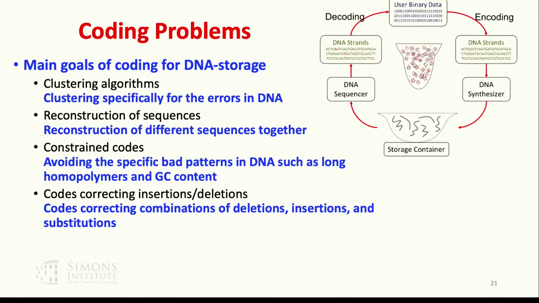So this is this, and there are many coding problems over here, what I mentioned. So there's clustering, reconstruction, also constraint codes. When you say any sequence, basically any sequence we can synthesize, but you don't want to have long homopolymers, run length constraint. We don't want to see, for example, 4 or more runs of A, C, G, or T.